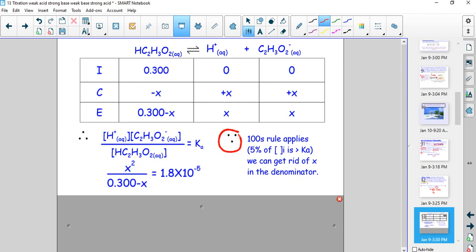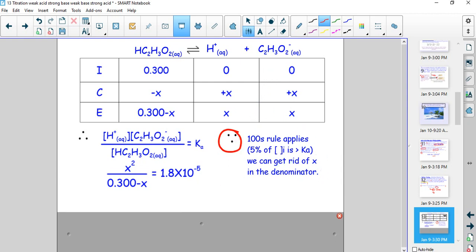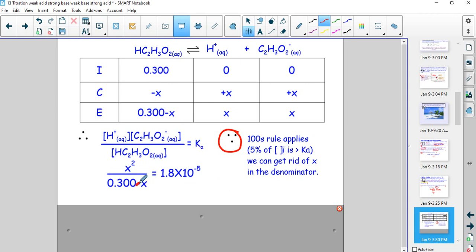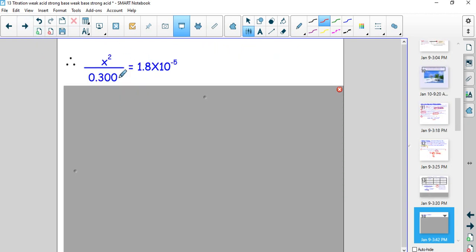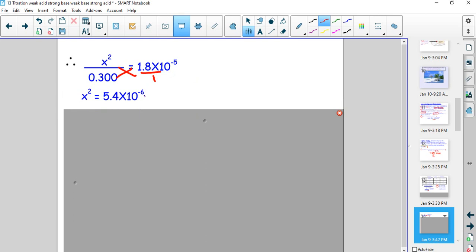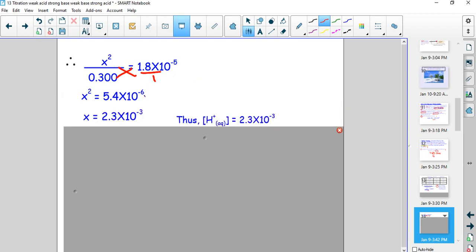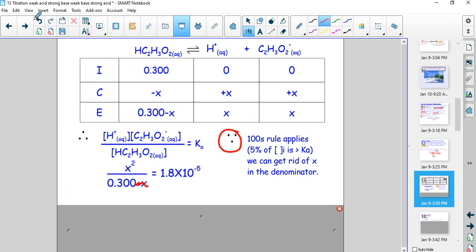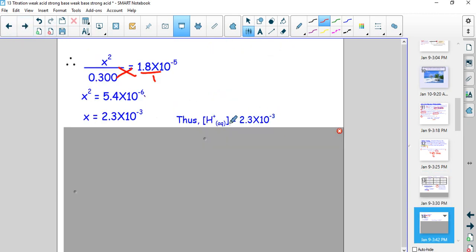Since our 100 rule applies, and you don't have to go through the proof of how it applies as long as you say it so that it makes sense, you can get rid of this x value. Now all we're going to do is solve for x. Notice that the minus x is gone. We just cross multiply, there's an imaginary 1 here. We square both sides, and we get 2.3 times 10 to the negative 3. From our ice table, x represents the concentration of hydrogen ions, so it is 2.3 times 10 to the negative 3.